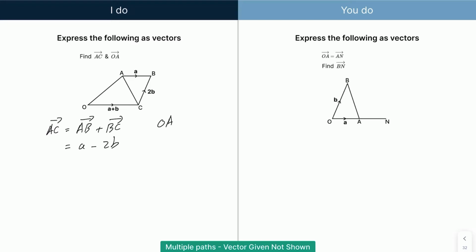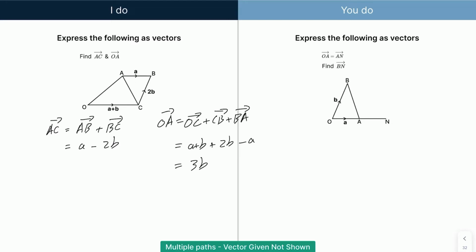And then it also wants O to A. So to go from O to A, we can just go down this, that, and that. So that would be O to C, and then C to B, and then B to A. So that means I start at O and finish at A, which is A plus B plus 2B, and then we're going in the opposite direction. The A's cancel out, that becomes 3B.